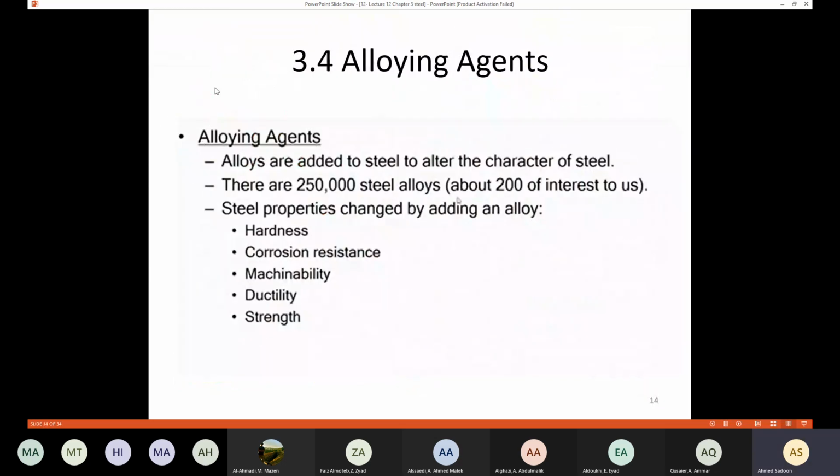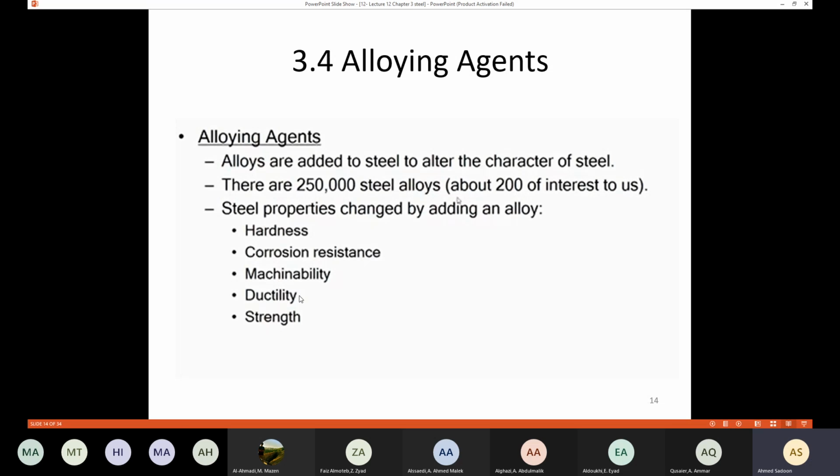So we have alloying agents. We said that alloys are added to steel to alter the character of the steel. Here we have something similar to the admixtures in concrete. Here we have alloying agents. This is going to be added to steel so that we can change the character of the steel.